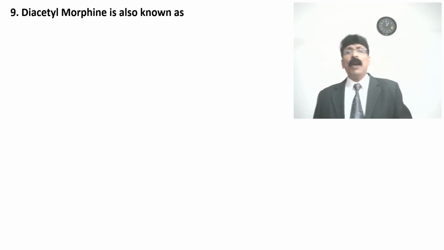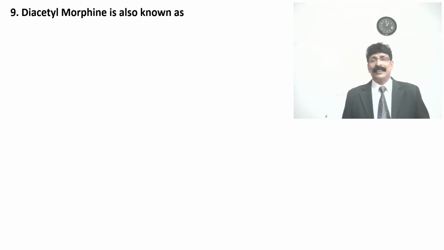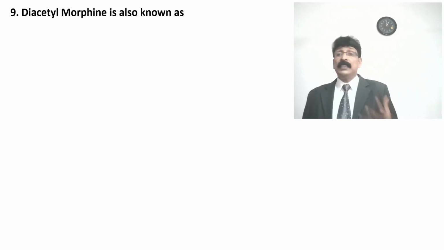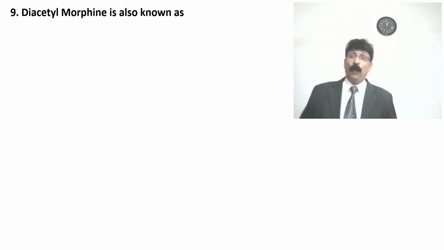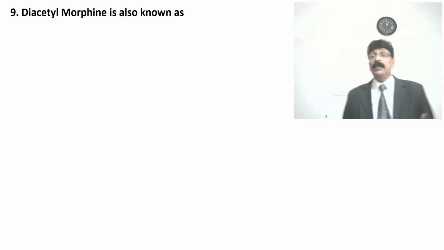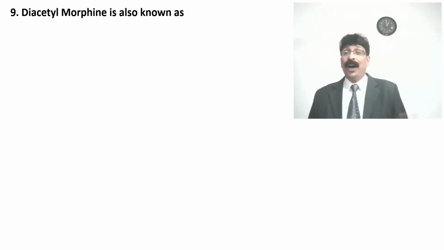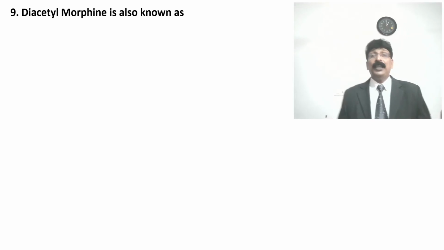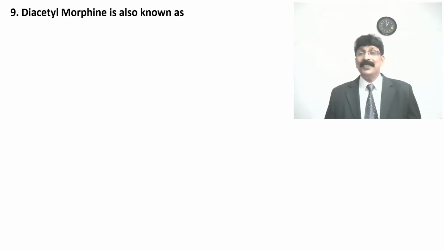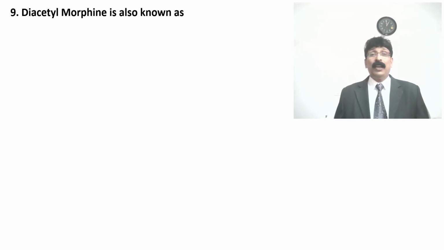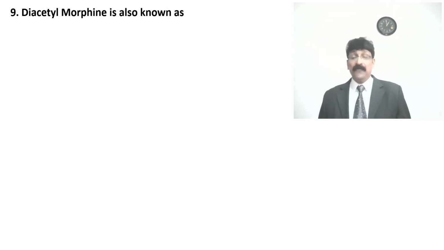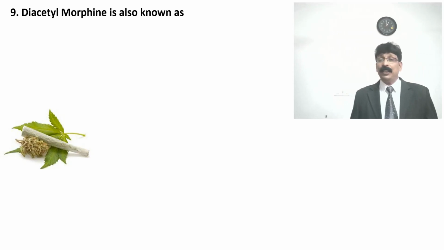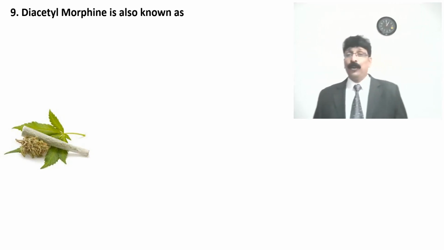Diacetyl morphine is also known as what? This is a very interesting question. The student should know some of these things, narcotic drugs, because you are studying forensic drug chemistry, pharmaceutical chemistry, so pharmacists should know diacetyl morphine is also known as, what is it? It's a narcotic. Morphine, we know, is obtained from opium. It is a principle of opium: morphine, codeine, thebaine.